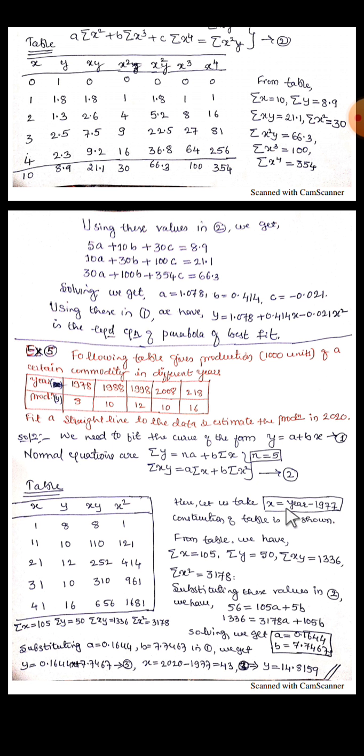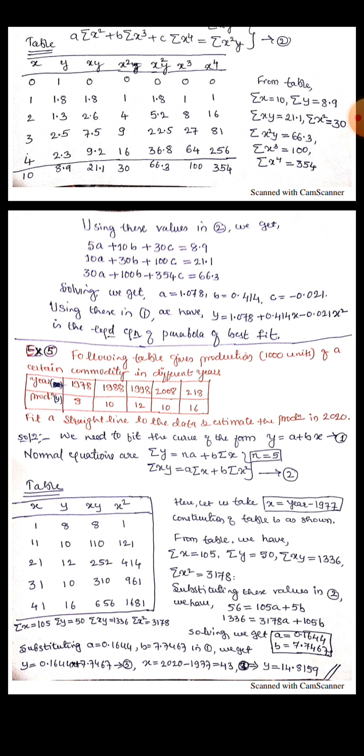Substituting these values in equation 1, we get the required equation of the straight line of best fit as y equals 0.1644x plus 7.7467. So this completes the first part of the solution. Fitting a straight line is completed up to this.